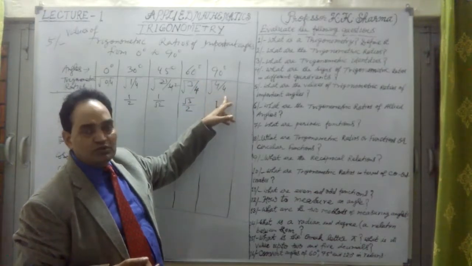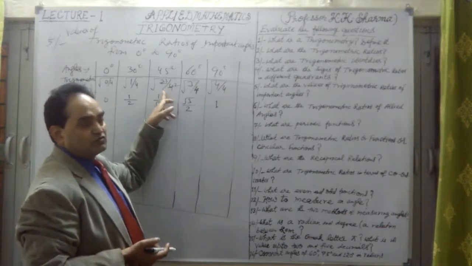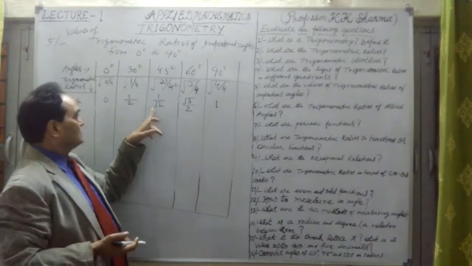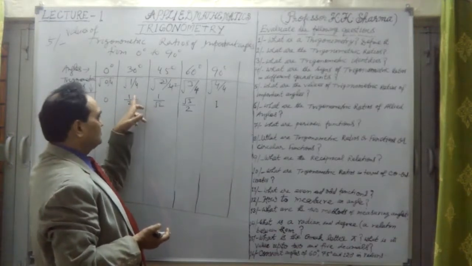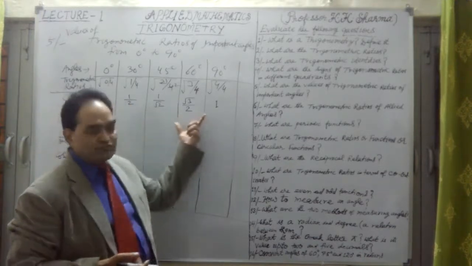After solving this it is 1, and the square root of 1 is 1. This 2 upon 4 is 1 by 2, square root of 1 is 1, square root of 2 is root 2, right? This is 1 upon 4, square root of 1 is 1, square root of 4 is 2, and so 1 by 2. Now these are the values of sine.